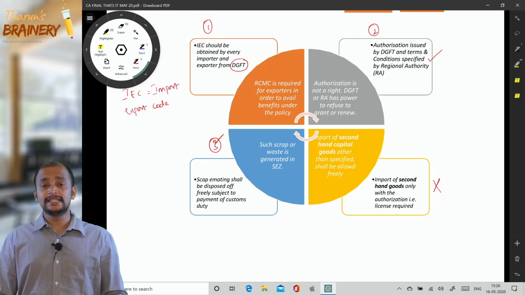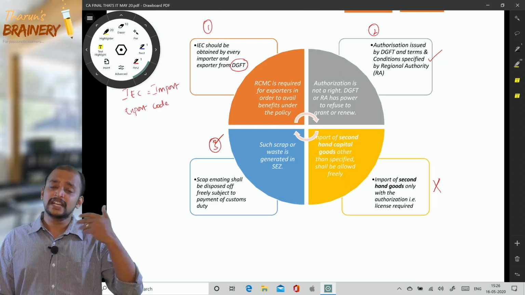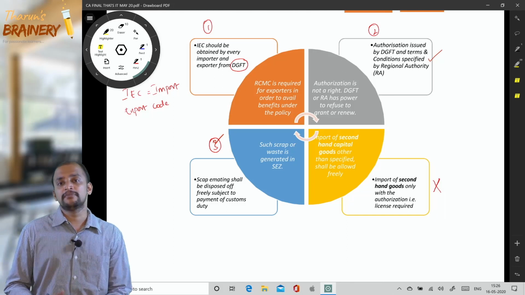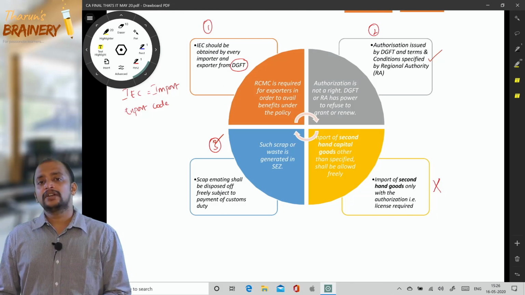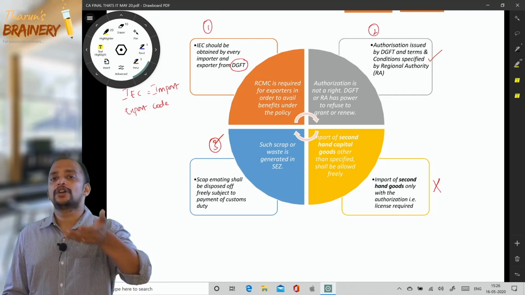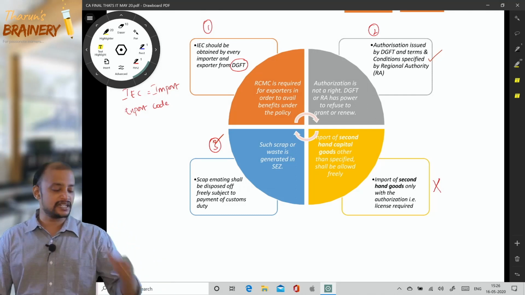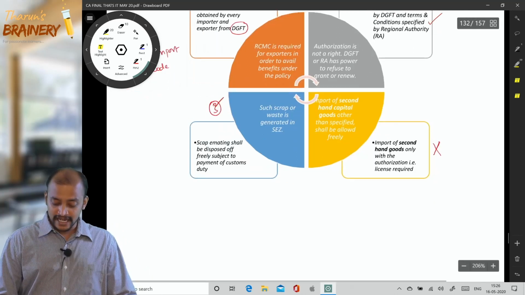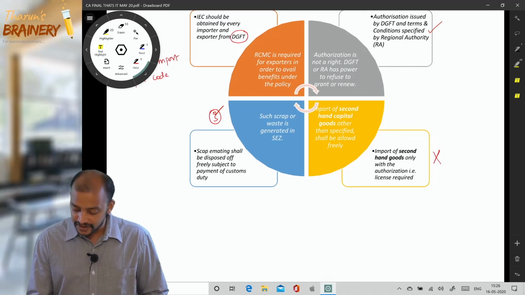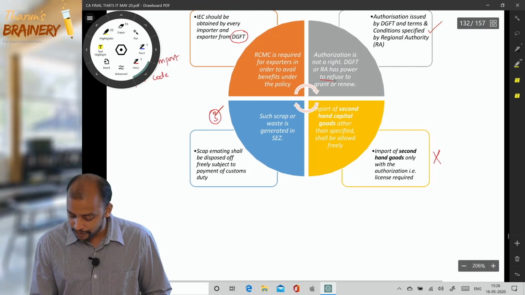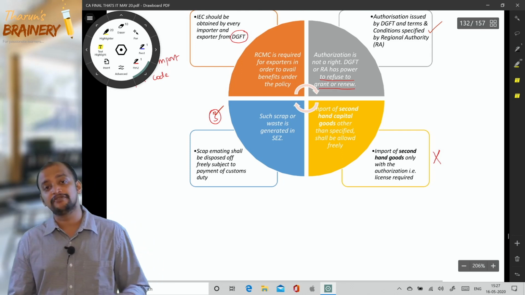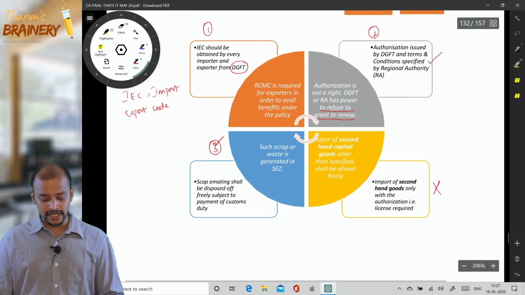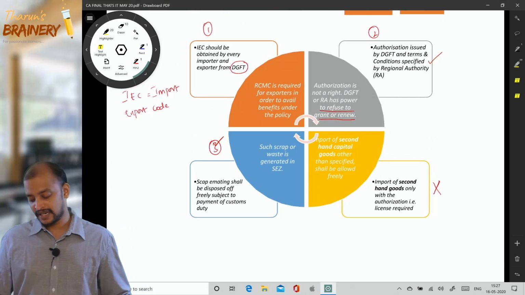It's up to them. Same way, say one other importer has got the license to import some minerals, uranium, and you are also making an application, your application got rejected, you cannot take a stand that it's my right, it's my birthright, I should be getting it. Nothing like that. So authorization is not a right. DGFT or RA has power to refuse to grant or renew. They may refuse to grant or they may refuse to renew.